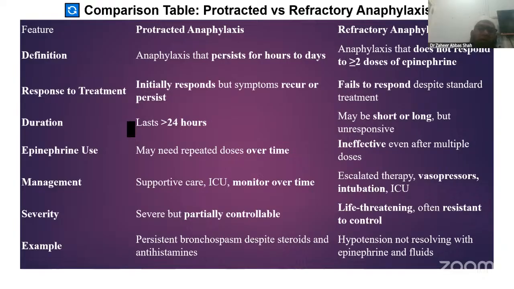Protracted anaphylaxis may persist for hours together. Initially the patient will respond in protracted anaphylaxis, but in refractory anaphylaxis, in spite of two doses, the patient will fail to respond. Protracted anaphylaxis may last for more than 24 hours, and refractory anaphylaxis will be ineffective even after multiple doses. So supportive care and ICU monitoring; for refractory anaphylaxis, escalated therapy, vasopressors, intubation, and ICU are a must. It is severe and only partially controllable, a life-threatening reaction, with persistent bronchospasm despite steroid and antihistamine, and hypotension not resolving with epinephrine and fluid.